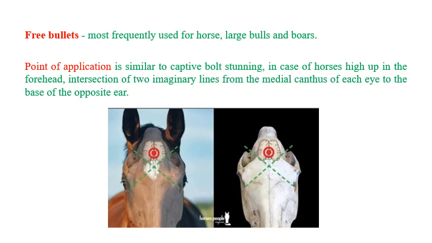In case of horses, high up in the forehead, at the intersection of two imaginary lines from the medial canthus of each eye to the base of the opposite ear. In case of cattle or sheep and goat, it is the base of the horn. Here it is the base of the ear we have to take, and the intersection point is suitable for firing the free bullets. Particularly these are used for euthanasia.